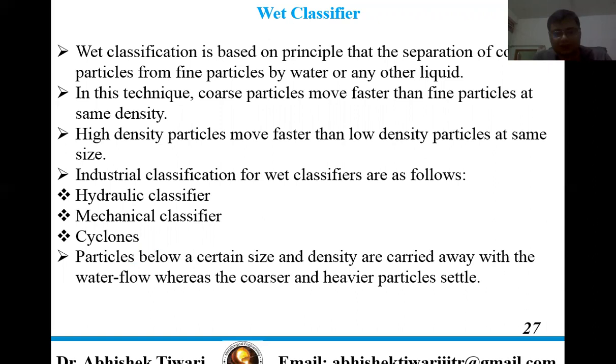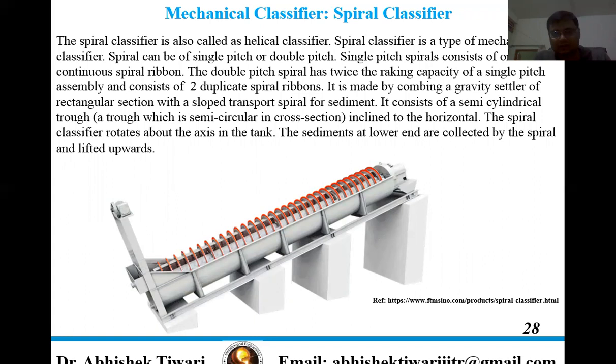So first is the mechanical classifier, or in this we have a spiral classifier. The spiral classifier is also called a helical classifier. A spiral classifier is a type of mechanical classifier. A spiral can be of a single pitch or double pitch. Single pitch spirals consist of one continuous spiral ribbon, and the double pitch spiral has twice the raking capacity of a single pitch assembly and consists of two duplicate spiral ribbons.